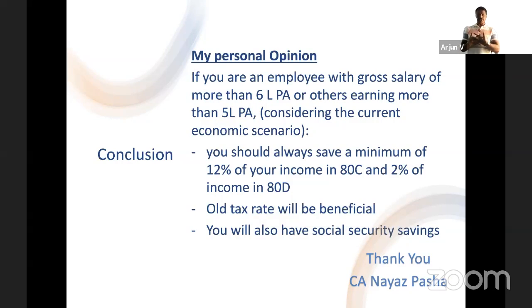If you ask me as a professional, my personal opinion: if you are a person for whom the new rate is applicable, earning more than 6 lakhs or 5 lakhs and not having any savings at all, I suggest you opt for savings. Opt for savings of at least 12 to 15% of your income. The simplest way: go and open a 5-year tax savings fixed deposit. It will always create security. Take a medical insurance premium where you pay at least 2% of your annual income as premium.